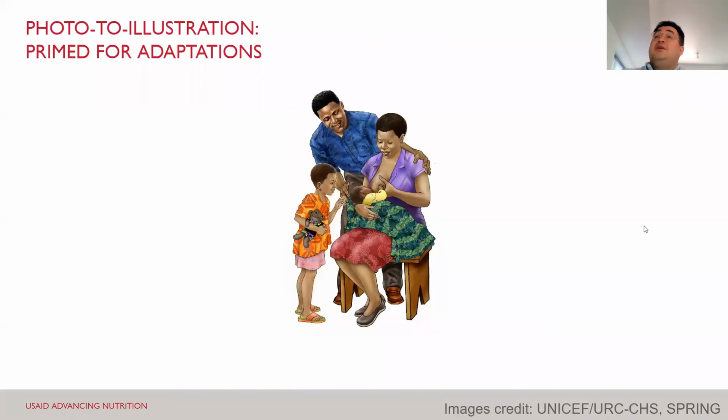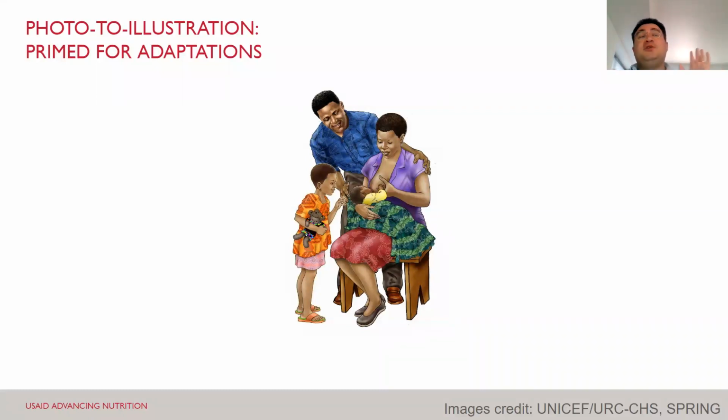One of the reasons that UNICEF and Advancing Nutrition really like this process is that it's really primed for adaptations. So we can take an image like this, which is meant to convey family support for breastfeeding. All of the thinking that's gone into the framing of this image is really wonderful. But then we can only use this image in certain contexts where people's clothes and skin tone match the cultural context of where you want to use this image.